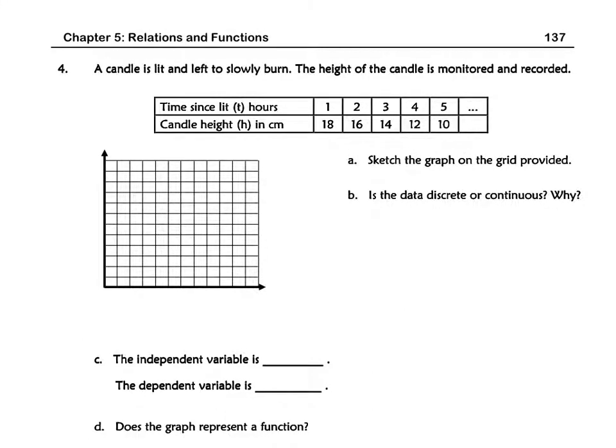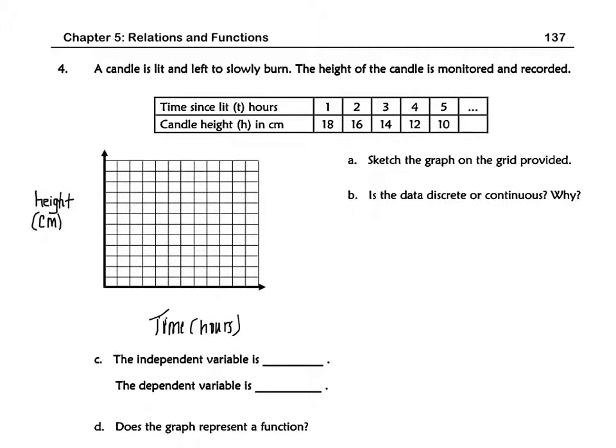Okay, this next example is about a candle which is lit and left to slowly burn, and the height of the candle is monitored and recorded, and the data is organized in the table given there. You're asked to sketch the graph on the grid provided, so we first need to label our axes. In this case the candle height depends on the time. So height would be our dependent variable on the vertical axis, in centimeters, and time would be our independent variable, in hours.